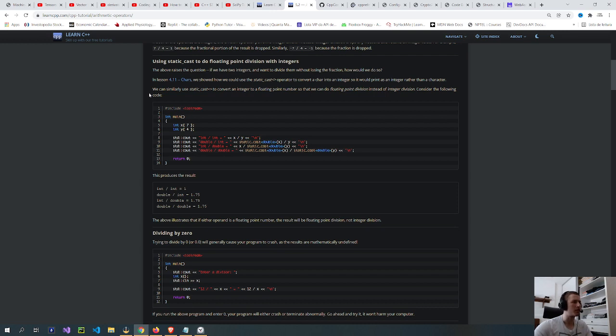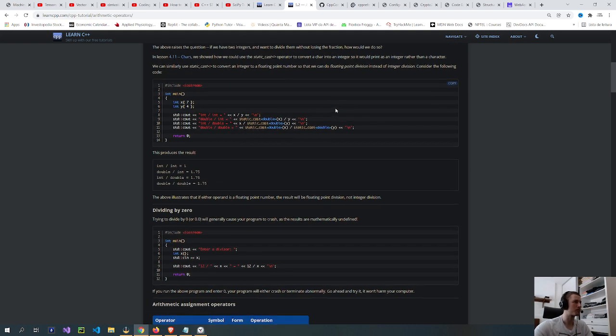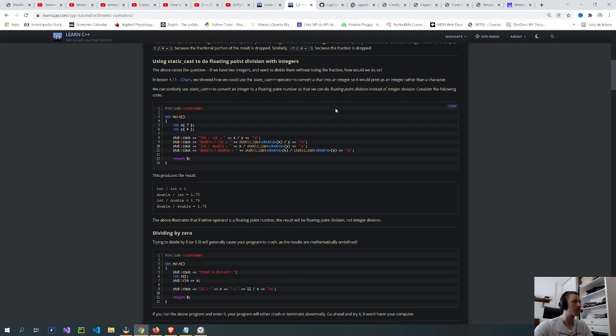Using static_cast to do floating point division with integers. The above raises the question: if we have two integers and want to divide them without losing the fraction, how would we do so? In lesson 4.11, we showed how we could use the static_cast operator to convert a char into an integer so it would print as an integer rather than a character. We can similarly use static_cast to convert an integer to a floating point number so that we can do floating point division instead of integer division. Consider the following. So this answers the question I had before, which is whether you can perform mathematical operations after you're doing static_cast.